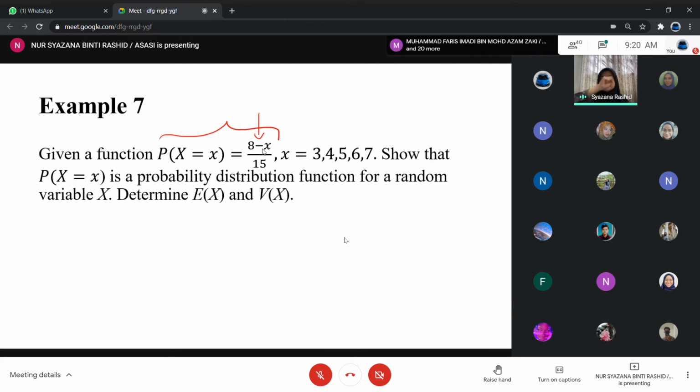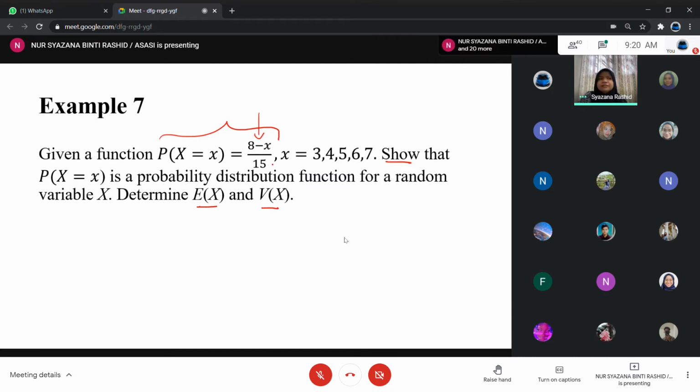So kita akan transfer function ni into table. Okay, lepas tu you boleh cari mean dengan variance. Ada 3 soalan ni. Show, cari mean dengan variance. So nanti I akan tunjuk macam nak jawab show ni. Okay, so sekarang kita transfer dulu. Transfer first this function into table.